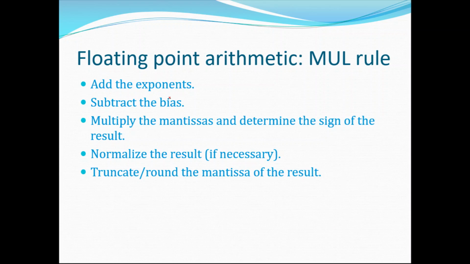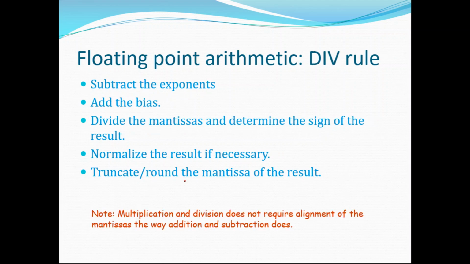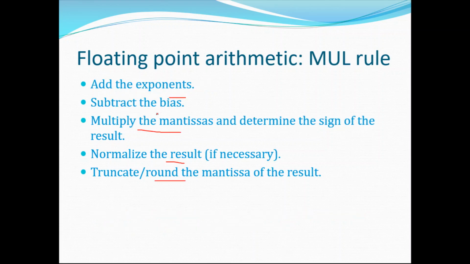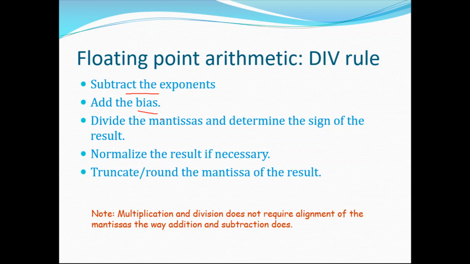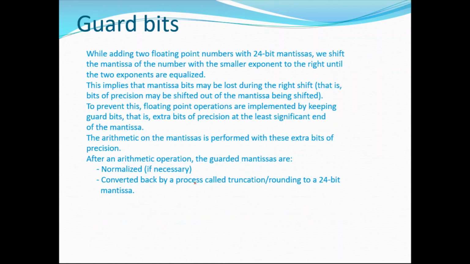And this is for multiplication. Add the exponents, multiply the mantissa, determine the sign, and normalize the result. Sometimes you may have to truncate or round the mantissa. And for division, subtract the exponent, add the bias, divide the mantissa, determine the sign of the result, normalize the result, and truncate or round the output. Okay, fine.